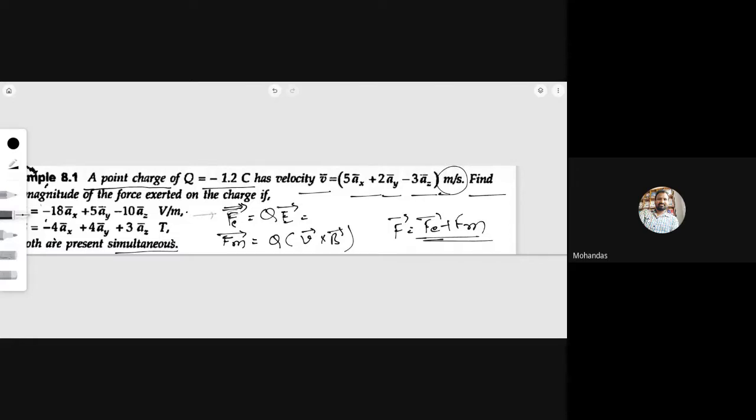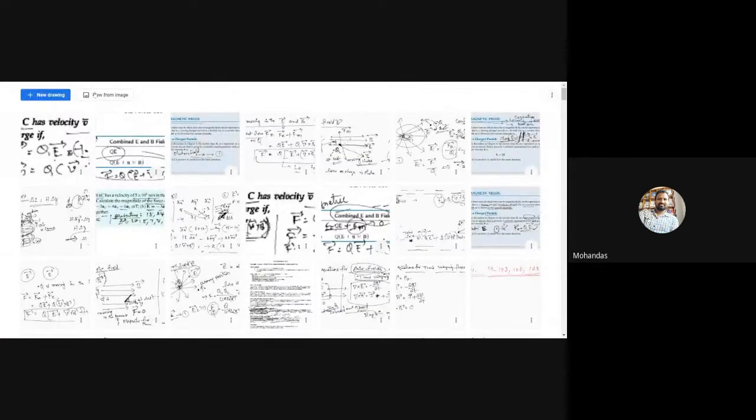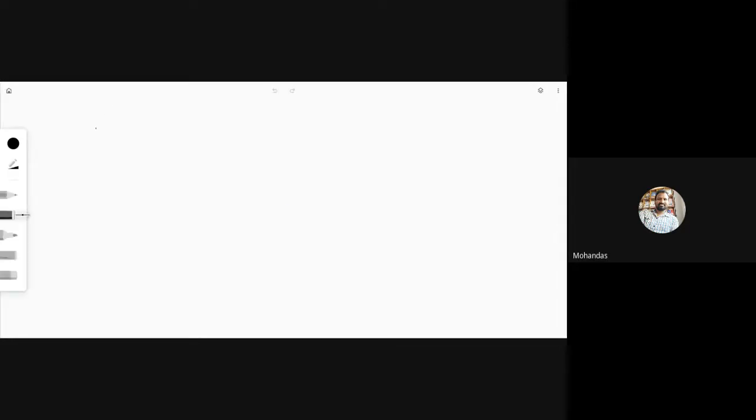So the first question is simple. Take Q equal to minus 1.2 magnitude into E. E is minus 18ax plus 5ay minus 10az. So multiply that by 1.2, then you will get Fe. Next, calculate Fm. Fm equal to Q into V cross B. So first calculate V cross B. Later we can multiply with the Q.